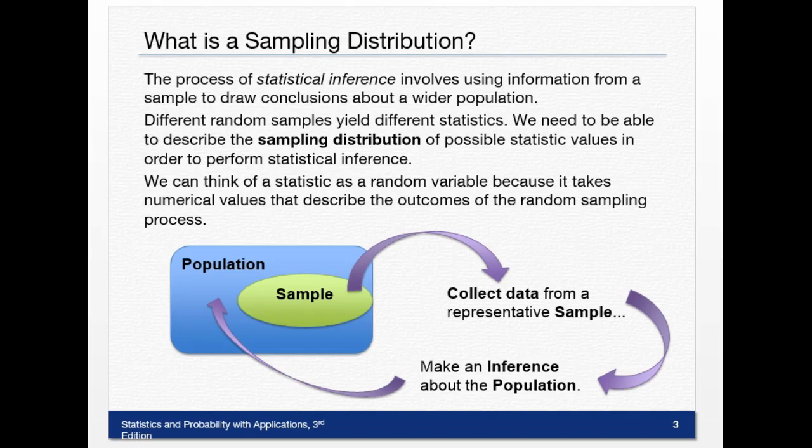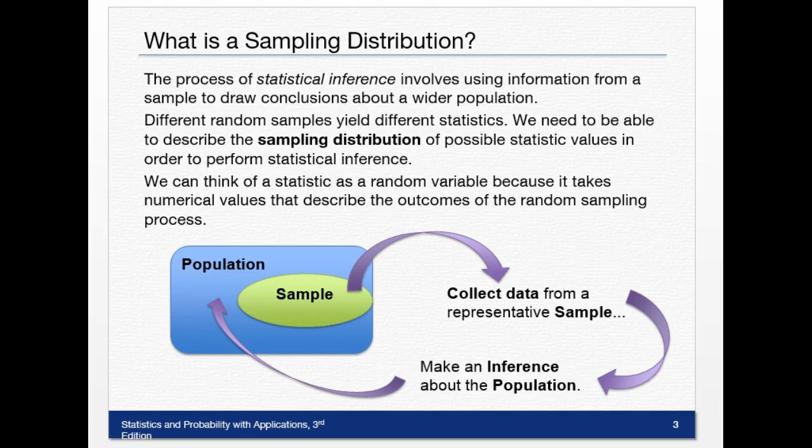All right, so the process of statistical inference involves using information from a sample to draw conclusions about a wider population, because reality is you'll never get every single person in the population to respond or be able to survey every single whatever of a population. It's not possible, but what you can do is get a sample.